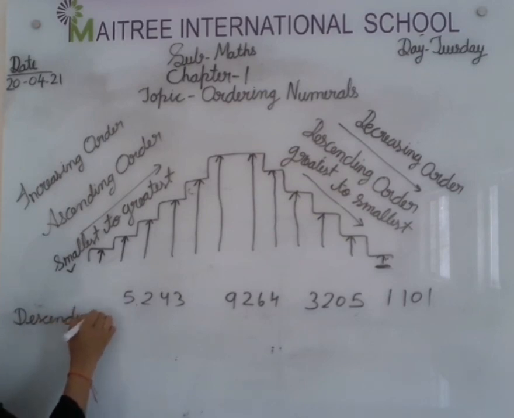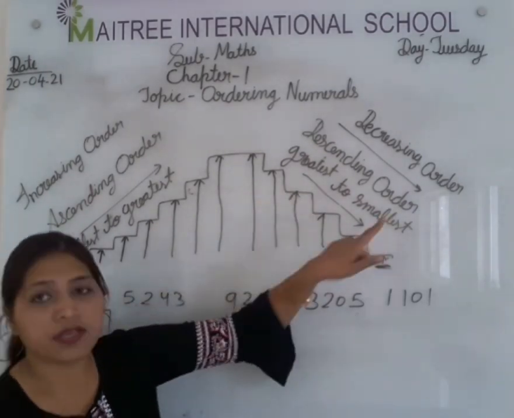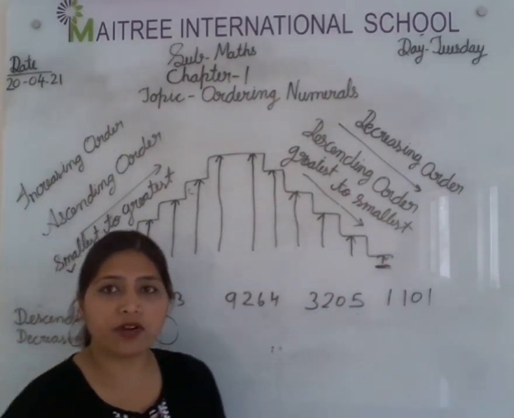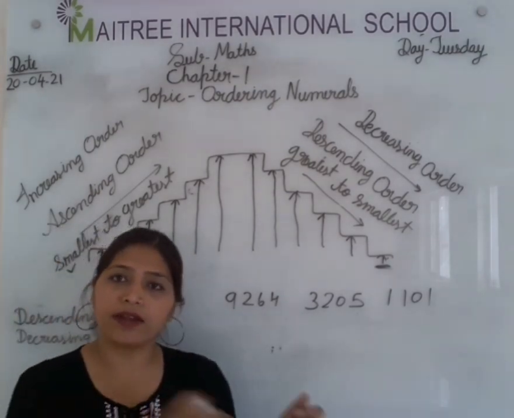You can say descending or you can say decreasing. Both are the same thing. Okay, don't be confused with it. Just learn descending and decreasing. Descending or decreasing means greatest to smallest. It means you always need to find only the greatest number. आप बस greatest number ढूंढिए. Just make a tick and write it.